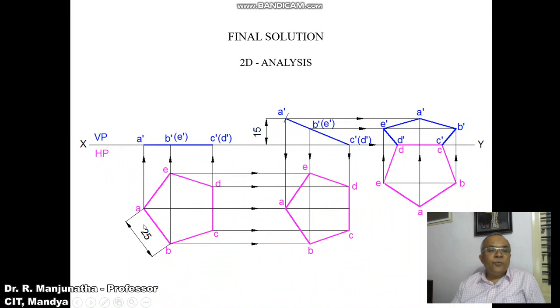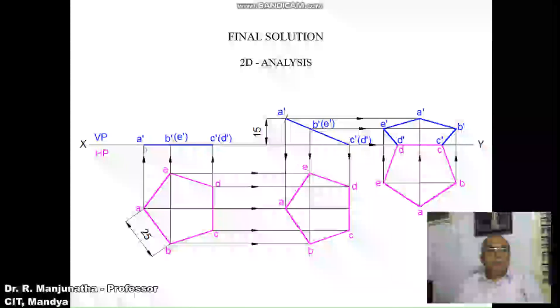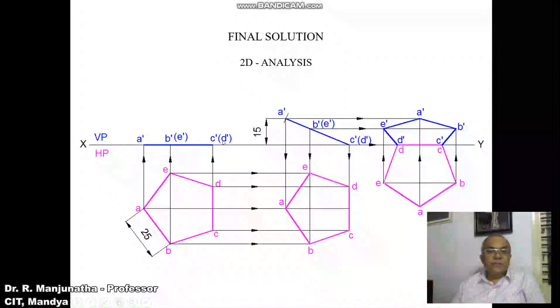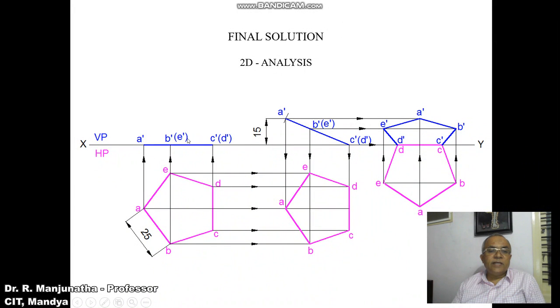Now to draw the front view, draw a vertical projector from A to the XY line, draw a vertical projector from B and E to the XY line, and draw a vertical projector from C and D to the XY line. Then as you look from the front, A dash, B dash and C dash are near to the observer, so they are visible, and D and E are away from the observer, so D dash will be in bracket and E dash will be in bracket. Then join A dash to C dash with a dark line.